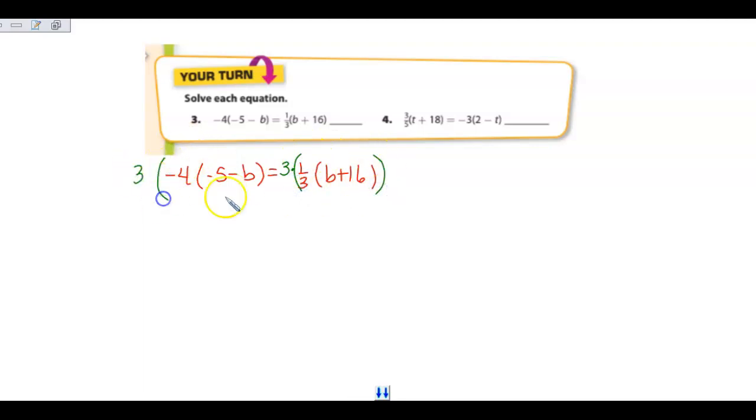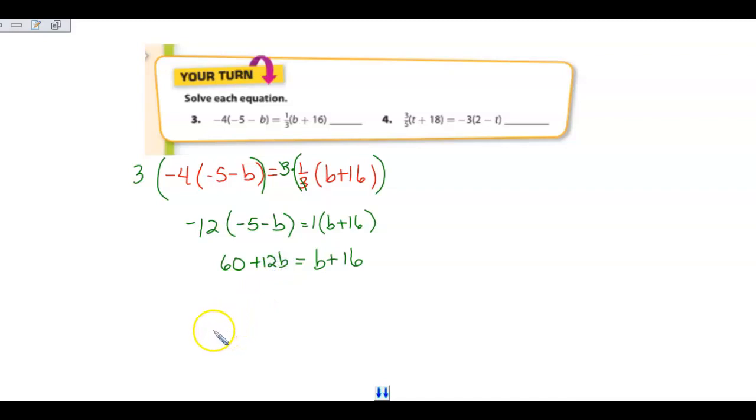So 3 times everything here. 3 times -4 is -12 times -5 minus b. These two cancel out, and so then we just get 1 times b plus 16, which if I distribute that just becomes b plus 16. Distribute here, -12 times -5, that gives me a positive 60. And then -12 times -b gives me plus 12b.